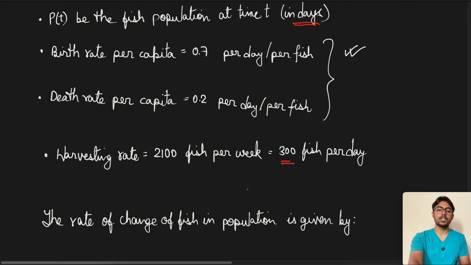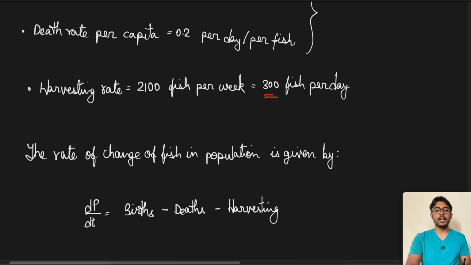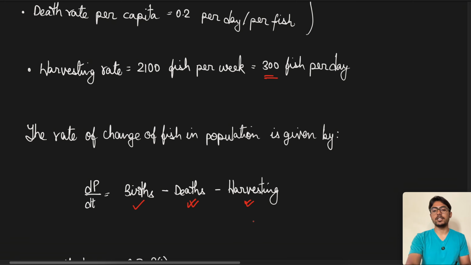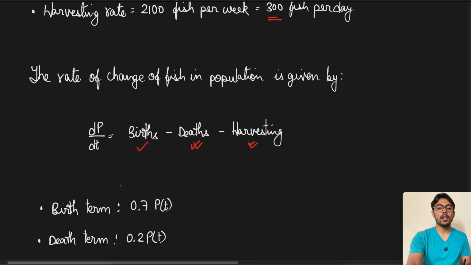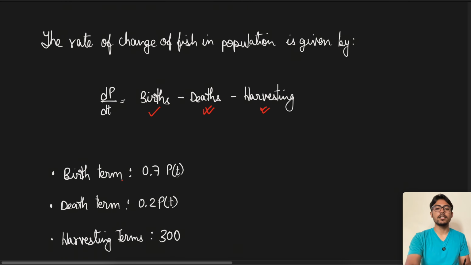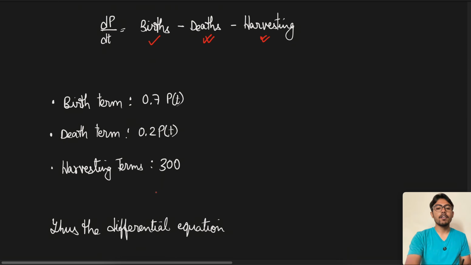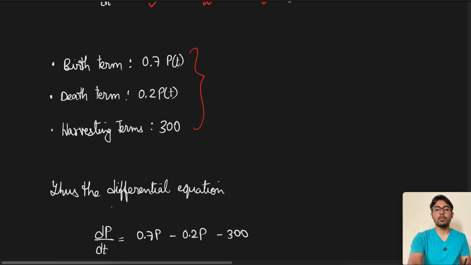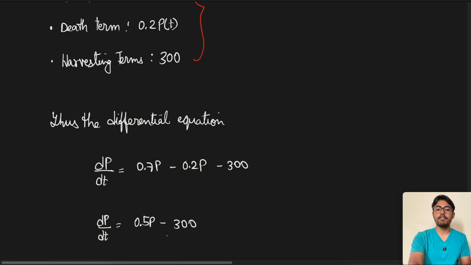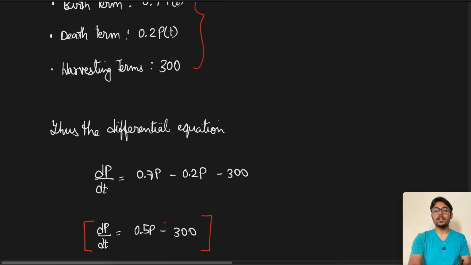The rate of change of fish in the population can be understood in this particular equation: dP/dt, which is the rate of change, equals number of births minus number of deaths minus number of fish that are harvested, all with respect to the unit of time that we discussed above. So the birth term is 0.7P, the death term is 0.2P, and the harvesting term is 300, which is fixed and not dependent on the population in the fish farm at that time. Next, we find the differential equation we can derive from this information: dP/dt equals 0.7P minus 0.2P minus 300. We simply simplify that to 0.5P minus 300. This equation is the mathematical representation of the word problem that we were supposed to find in the first part.